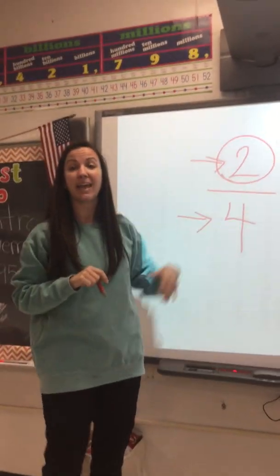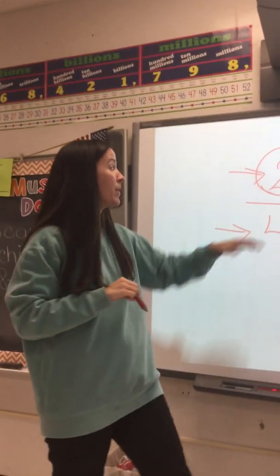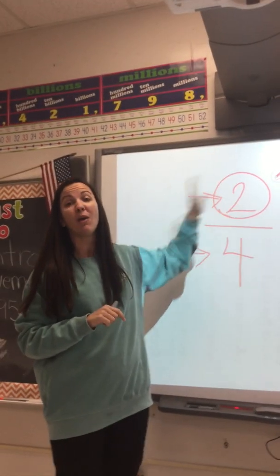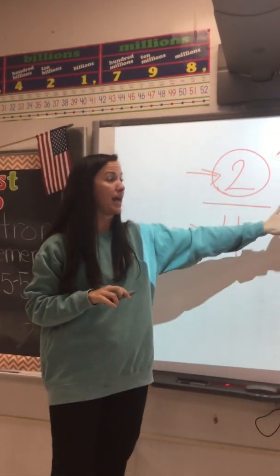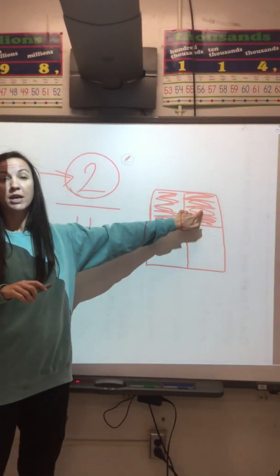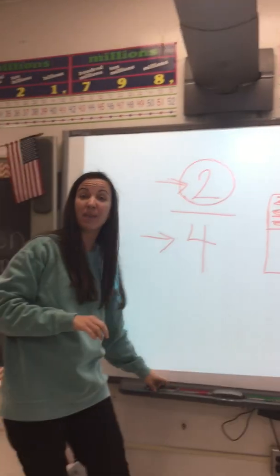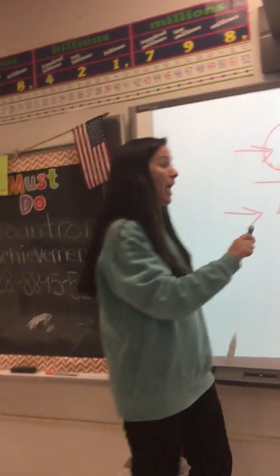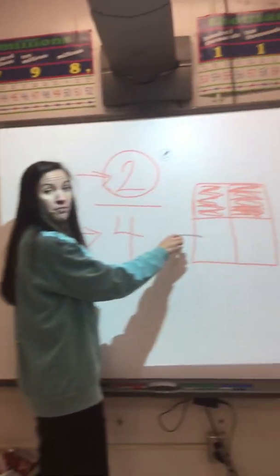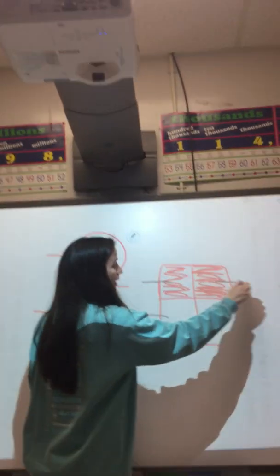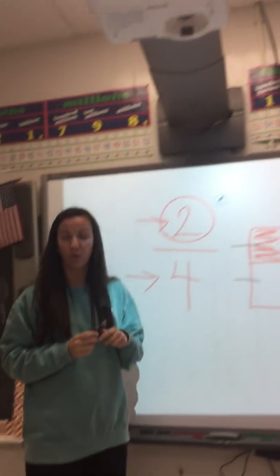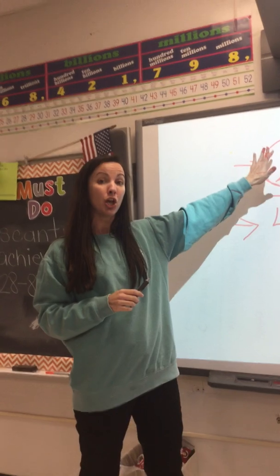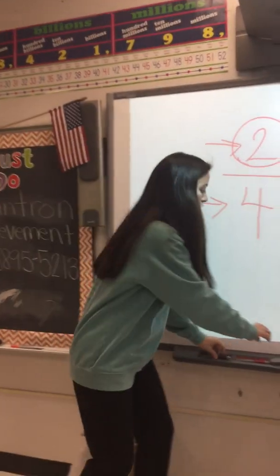Make sure you have the TH, 2/4. I also can say that that's 2 out of 4 pieces that are shaded. Now remember, I want us to check and make sure that we've got 4 pieces. So I'm going to change my pen color and I'm going to count. 1, 2, 3, 4. Yep, I got 4 total pieces. So that is 2/4.